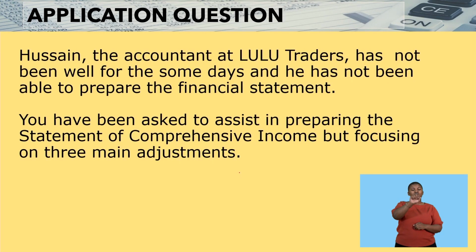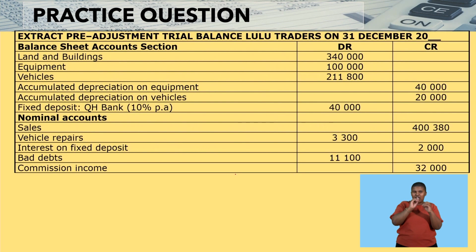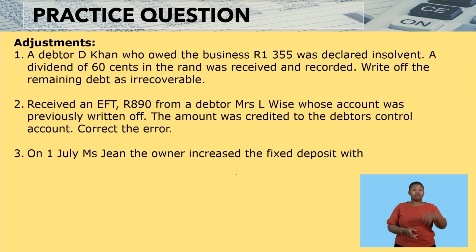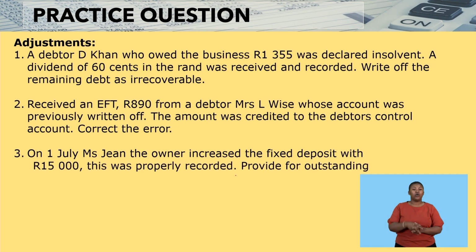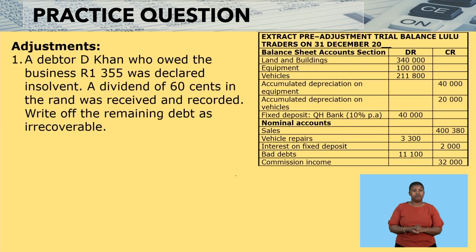Before the ad break, we did some interesting calculations and recorded them in the statement of comprehensive income. Now, I have an application question for you. Hussein, the accountant at Lulu Traders, has not been well for some days, so he has not been able to prepare the financial statements. You have been asked to assist in the preparation of the statement of comprehensive income, focusing on three main adjustments. Okay, let us go. We start with the first adjustment.